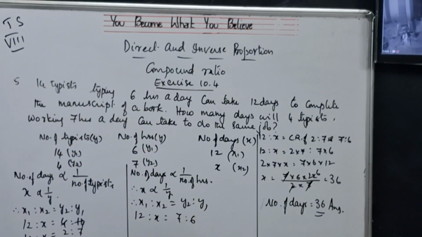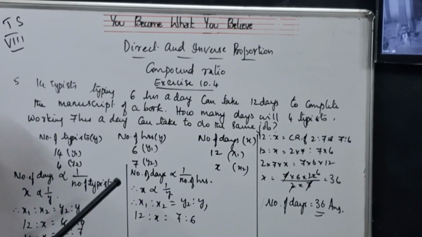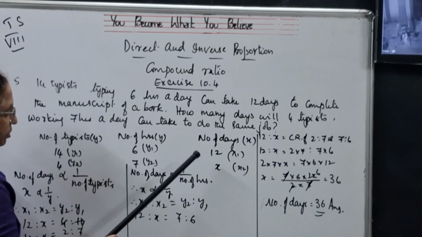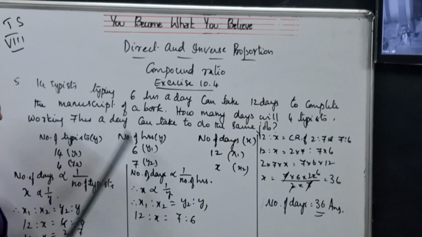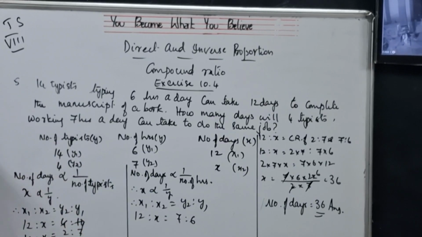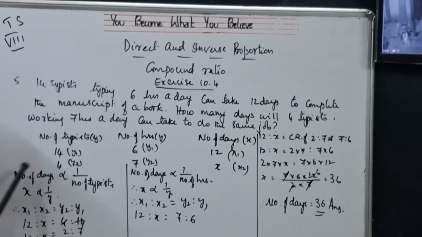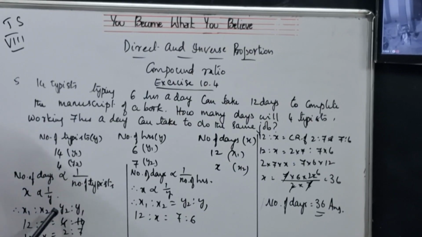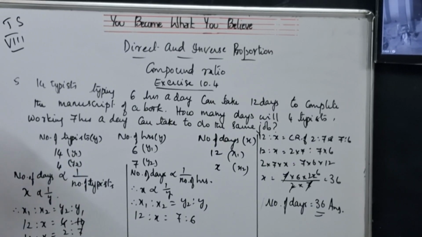Let me see it once again. 14 typists working 6 hours a day can complete typing of a manuscript in 12 days. If 4 typists are available, working for 7 hours, how many days will they take to complete the job? So here X is there, X, Y, Y. Now number of days and typists are inversely proportional. So X1 is to X2 is Y2 is to Y1. That is 12 is to X is equal to 4 is to 14. That is 2 twos are 2 sevens are.